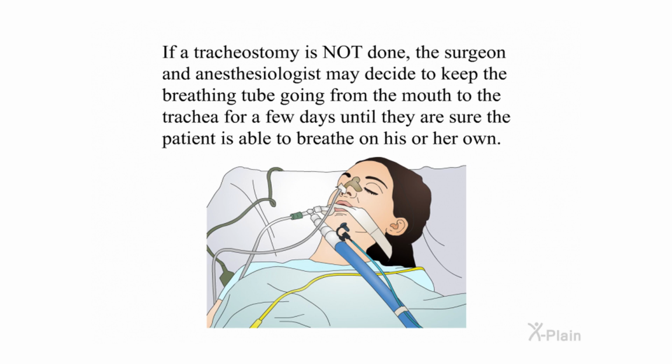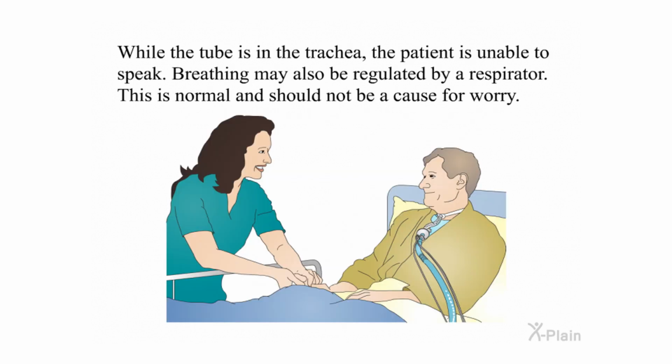If a tracheostomy is not done, the surgeon and anesthesiologist may decide to keep the breathing tube going from the mouth to the trachea for a few days until they are sure the patient is able to breathe on his or her own. While the tube is in the trachea, the patient is unable to speak. Breathing may also be regulated by a respirator. This is normal and should not be a cause for worry.